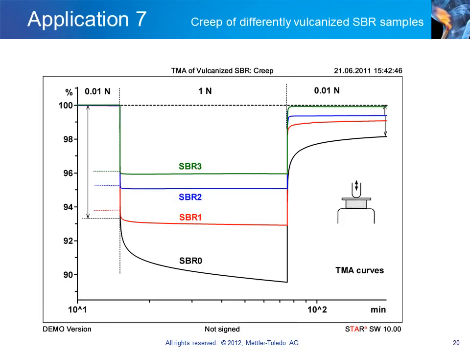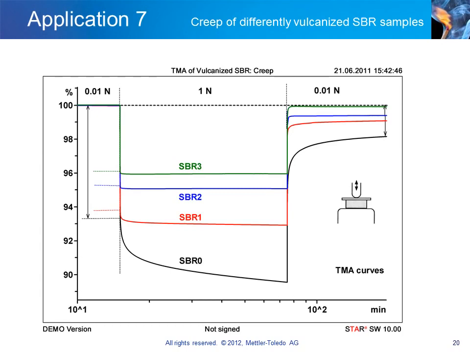In such experiments, the sample is maintained isothermally at a specified temperature, a force is applied and held constant for a certain period, and then quickly removed. The strain, that is, the relative change in thickness of the sample, is recorded as a function of time. In this application, styrene butadiene rubbers with different degrees of vulcanization were investigated at 30 degrees Celsius.